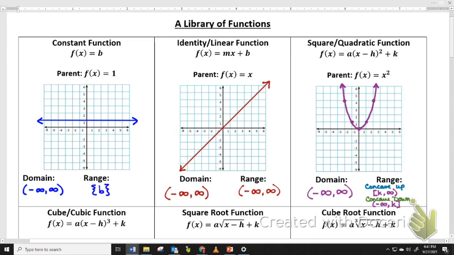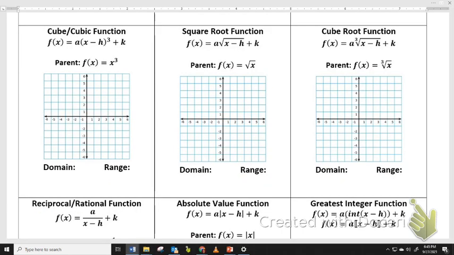All right, let's go look at the next 3 parent functions. We're going to do a cubic, a square root, and a cube root next. All right, so for a cubic function, we're going to take our x's and we're going to cube them. So at -2, my output would actually be -8, which is off of this little tiny graph that I have here. And then -1, -1, 0, 0, 1, 1. We know it's going to curve through these points and then head down to -infinity. It's going to curve through these points and then head up to +infinity.